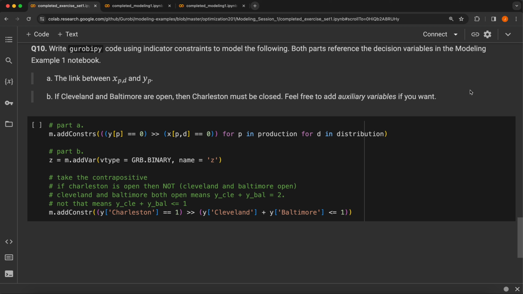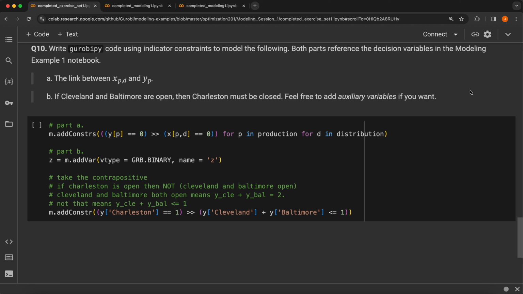For part B, you can just ignore the Z. We don't need that. Just scribble that out. For part B, if Cleveland and Baltimore are open, so again, these are the Y variables for the locations of the production facilities, then Charleston must be closed. Feel free to use auxiliary variables if you want. If you want to use Z, go for it. You may have to change the index of it, or add a production facility to it. But it's there if you want to use it. We ended up not using it.